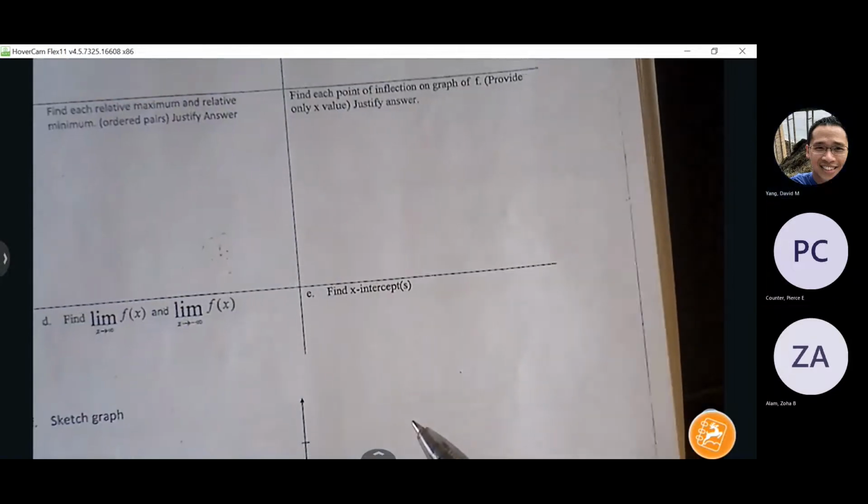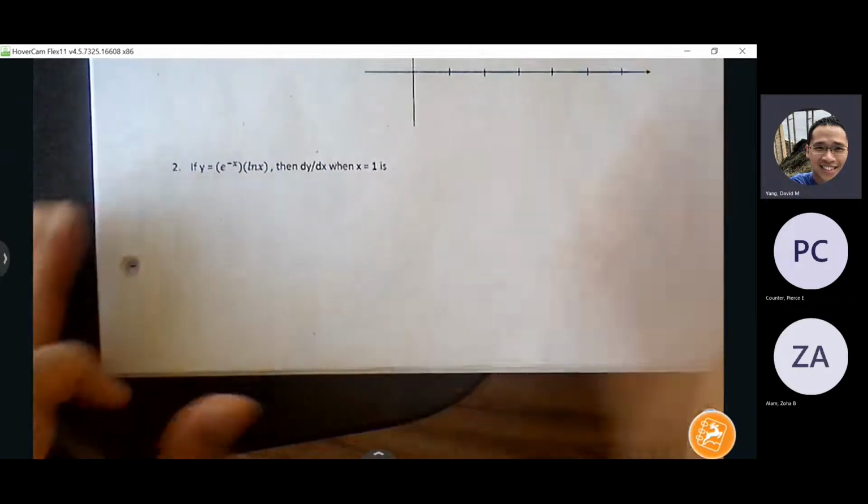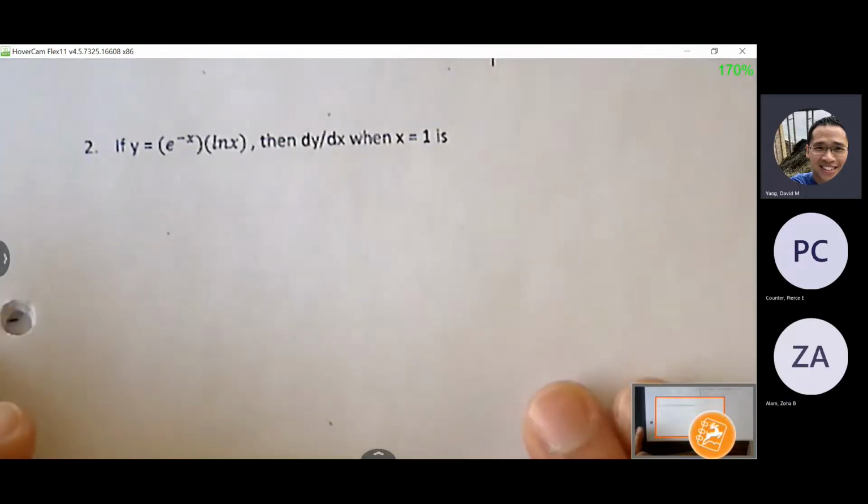All right, particle motion on page 16. Well, actually, number 2 here. If the function is e to the negative x times exponential of x, then dy/dx is equal to what when x equals 1? So this is just finding the derivative at a point. But we can extend this out a little more and make it where I ask you for the tangent line equation.